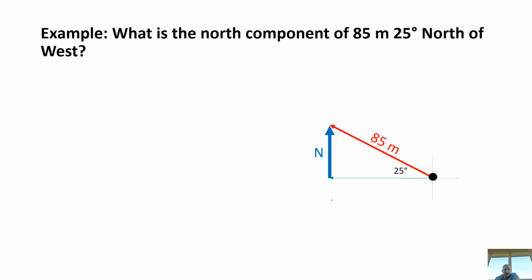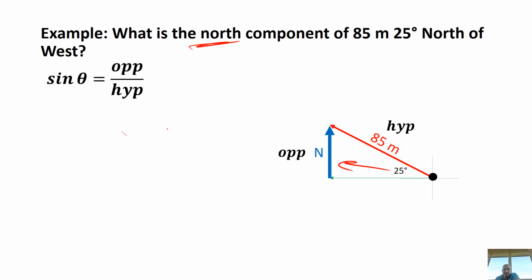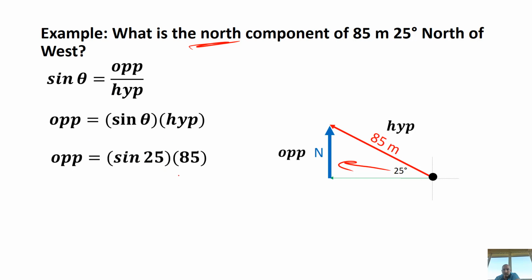Okay, what's the north component of 85 meters, 25 degrees north of west? Well, here we have the opposite side, and we have the hypotenuse. Once again, the 25 opens up to the opposite side, and that is the arrow facing north. I'm asked for the north component, the arrow facing north. Then we can use the trig function that has opposite and hypotenuse in it, and that's going to be sine. We'll rearrange it to get to this form, plug in our numbers, and get our answer, and we'll leave that direction, because now we just broke that 85 meters, 25 degrees north of west into two components.